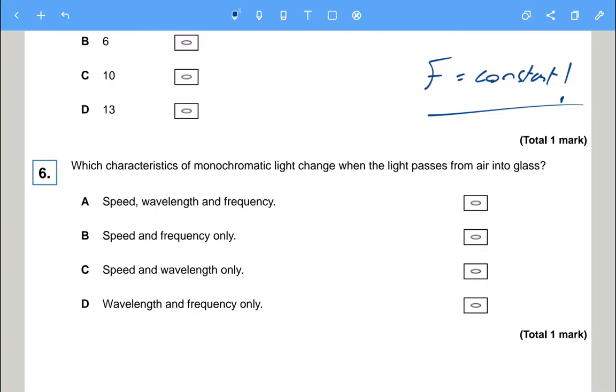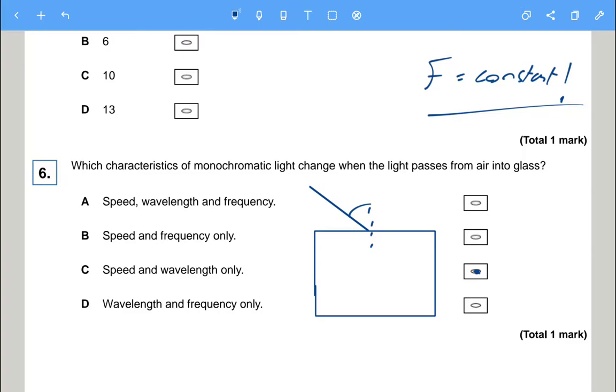So it's definitely not A or B. Well, it has to be C. But let me do a little explanation as well, or a way to think about it. So when light comes in, let's say the light ends up there, just draw a normal, at whatever angle it might come in at.